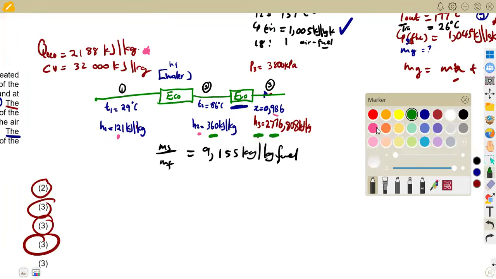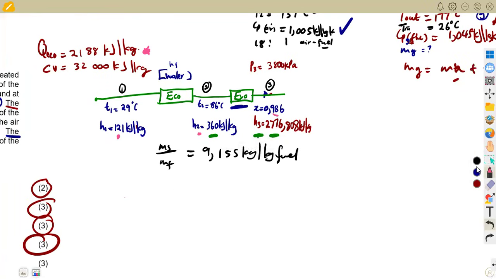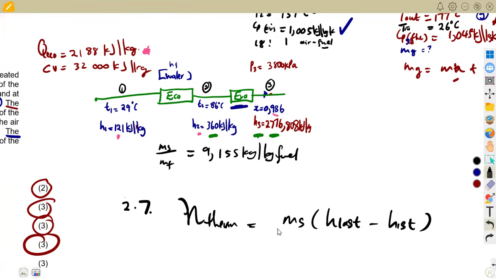Remember what we said before. The thermal efficiency, all right, that's 2.7. Remember what I said. The thermal efficiency is simply taken from the formula: MS into H last minus H first, everything over the mass of steam times the calorific value. So in this case, I want us to be careful. H last minus H first.